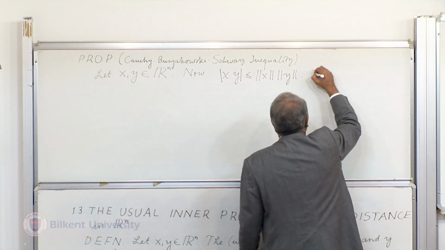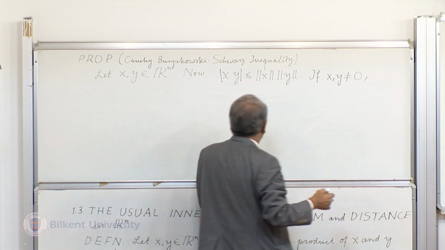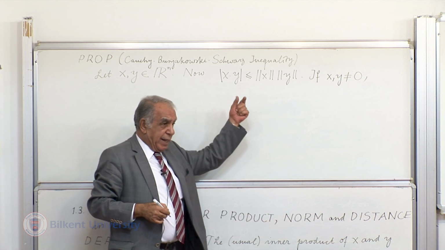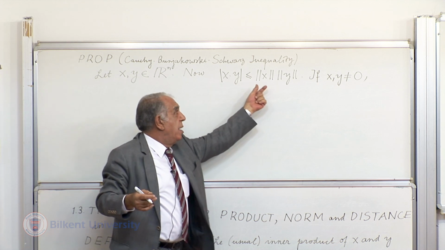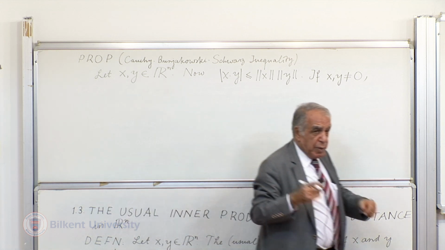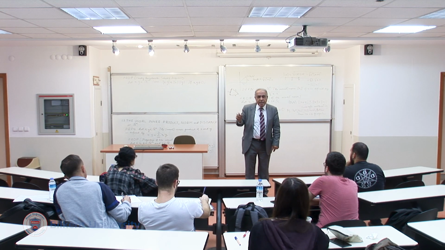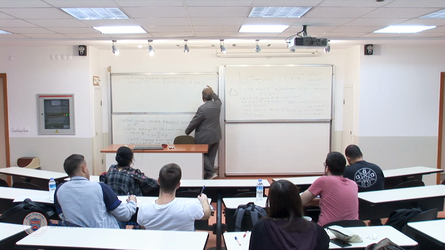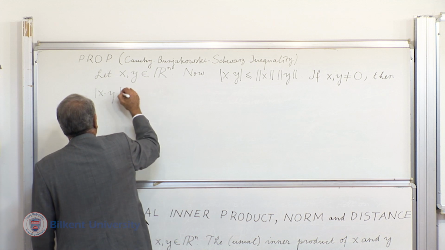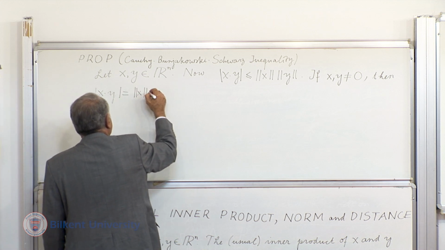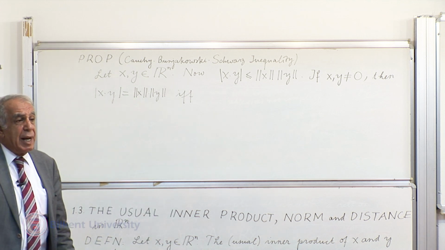But for that we need, if x, y are different than zero. If x or y is the zero vector, what's x dot y? That's zero, because all the components of one of the vectors are zero. But then either this or this, depending upon which one of these two vectors is the zero vector, that's zero, that reduces to zero equal to zero. If x or y is equal to zero, then you have equality. But if x and y are different than zero, then we have equality between these if and only if x and y are parallel.